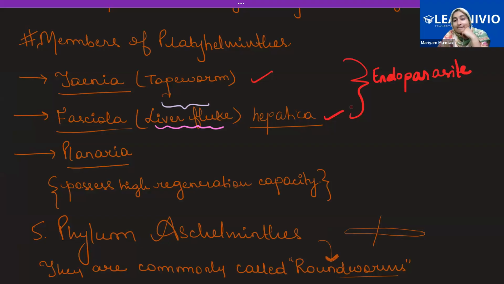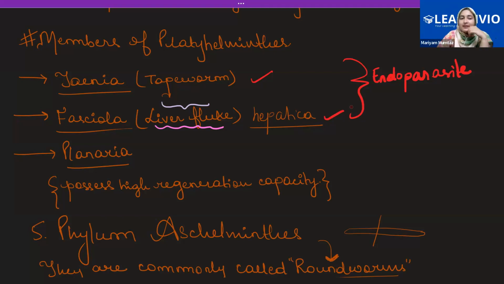Lice, head lice, are ectoparasites. Have you heard about leeches? Leeches attach and suck blood, so they are ectoparasites. And all sorts of worms become endoparasites.